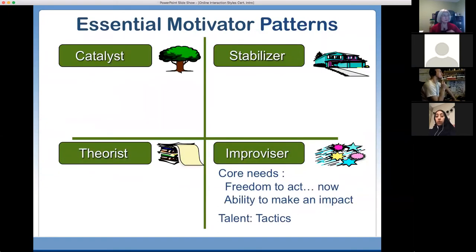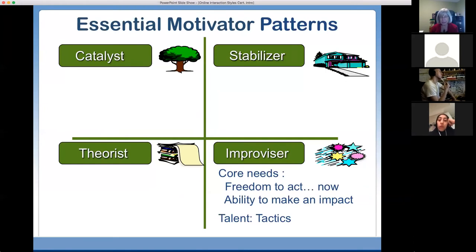So the essential motivators, there's the improviser. Now, this is a pattern that David Keirsey called artisan. We found that didn't work quite as well. So we looked for some names that were very action-oriented. And so the needs then are the freedom to act now and to do something that has an impact. And the talent is tactics.